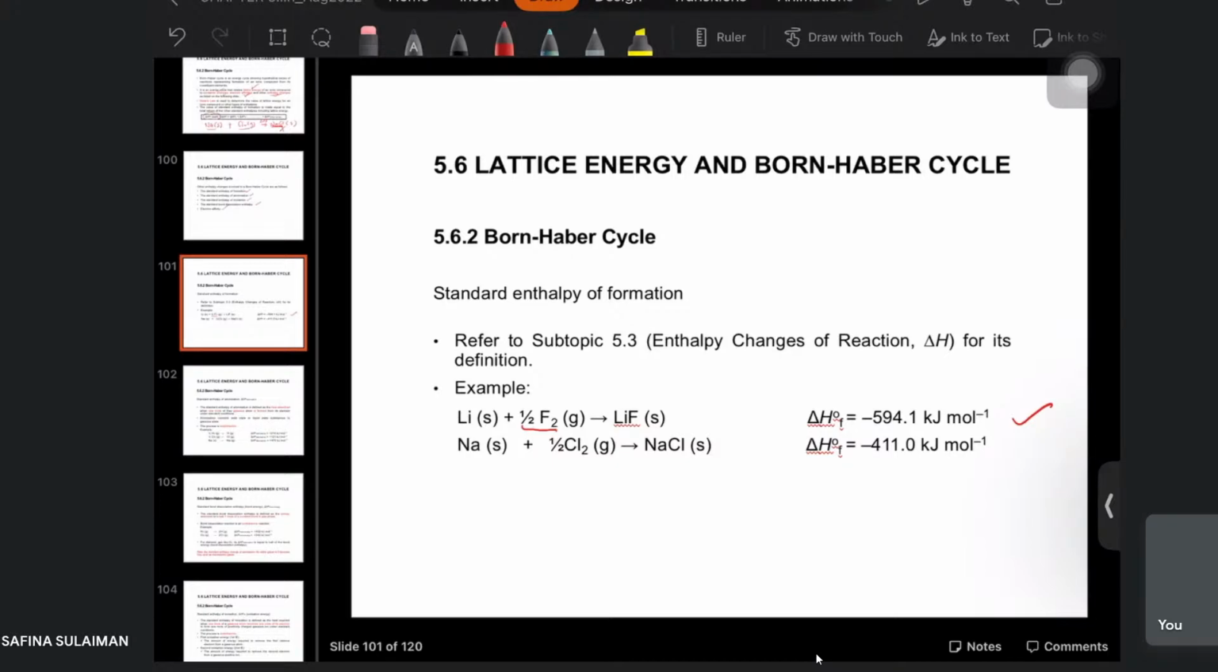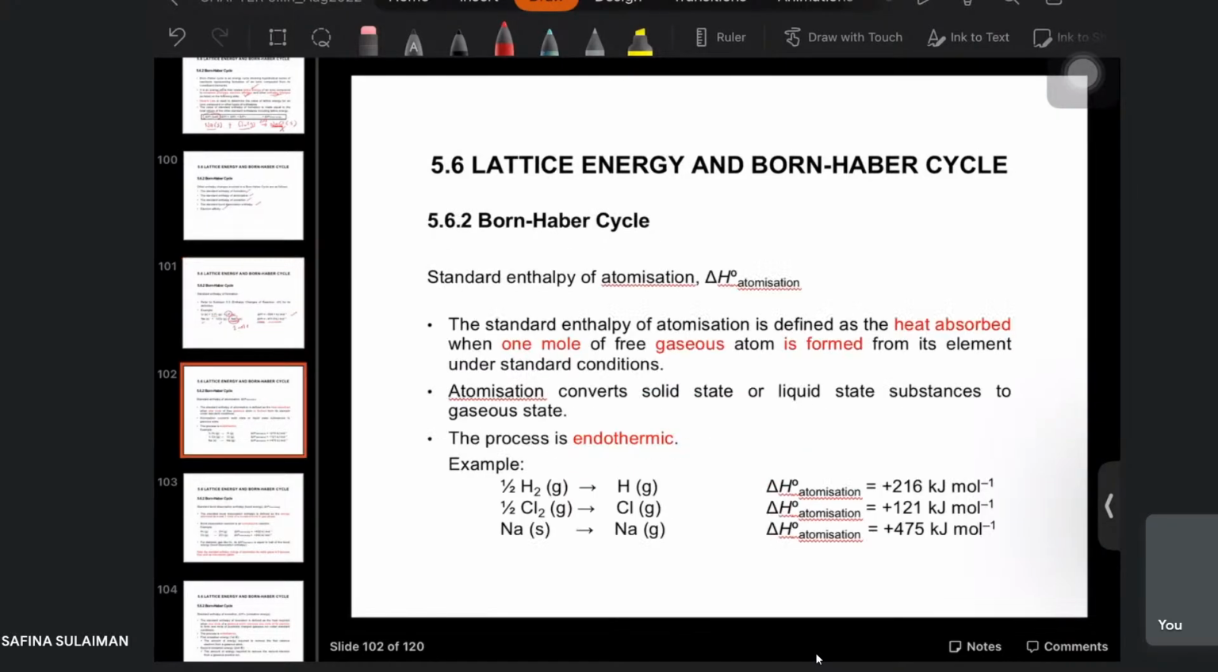Okay, so to get the enthalpy of formation, your product must be in one mole. For the second example, you want to produce NaCl. Of course you react Na solid and Cl2 gas to produce NaCl. Then this one is the enthalpy of formation for NaCl, which is negative 411 kilojoule per mole. So this one must be 1 mole. For the other reactants, you can adjust the coefficients so that you get the balanced equation.